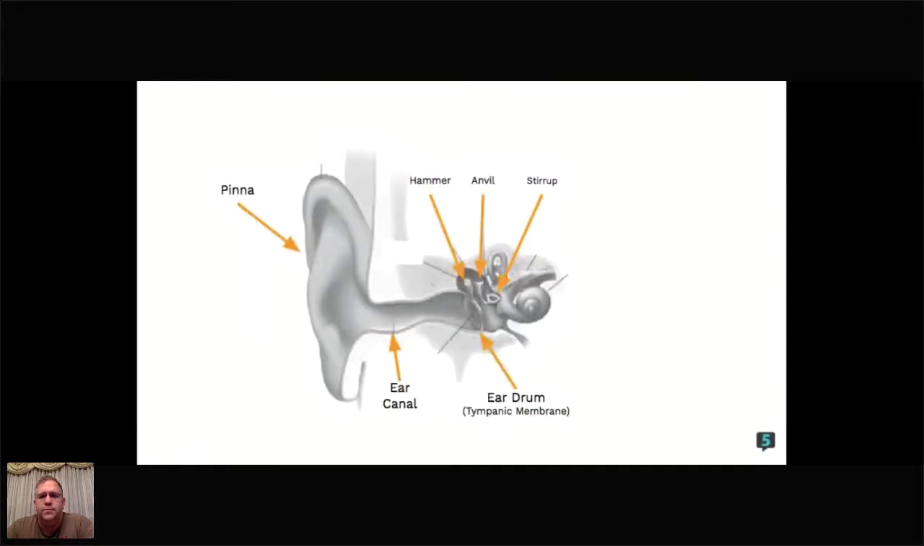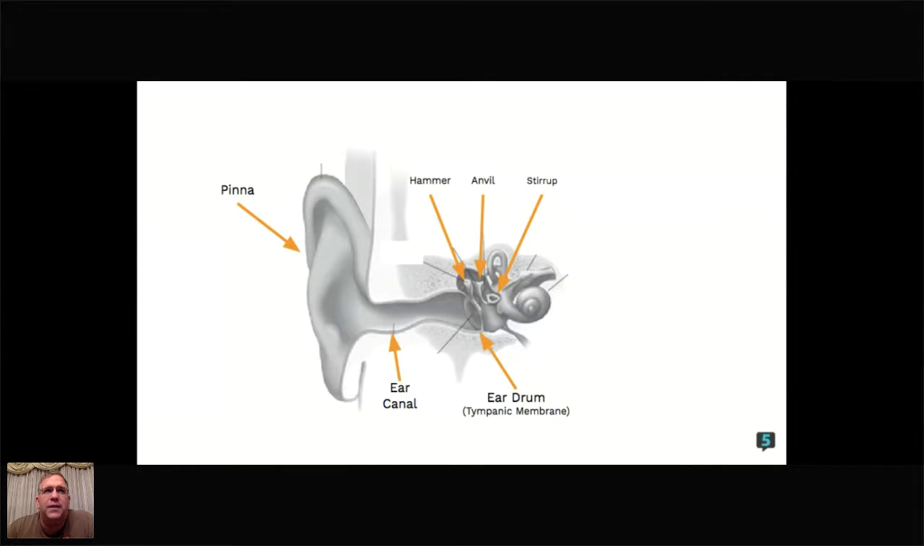So it kind of follows the frequency of the pitch. Are these part of the middle ear? Yes. These are often referred to as the middle ear, the pinna being the outer ear. Hammer, anvil, and stirrup are referred to as the middle ear sometimes.